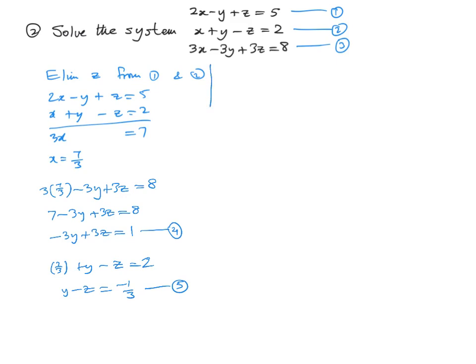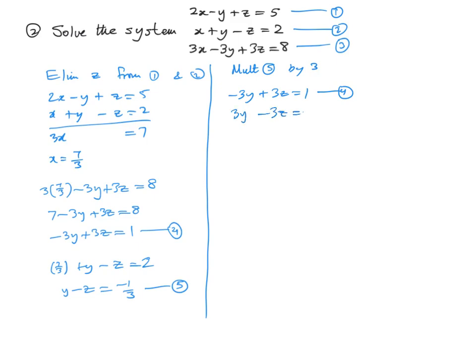And now I'm going to try to do some elimination with equation 4 and 5. So let me multiply equation 5 by 3. So I get negative 3y plus 3z equals 1. That's equation 4. And I get 3y minus 3z equals negative 1. That's equation 5.1. When I add these, I get 0 equals 0. Okay, so that means infinite solutions.